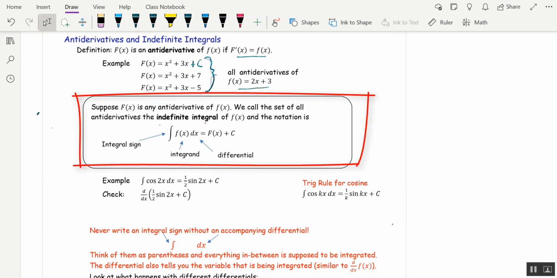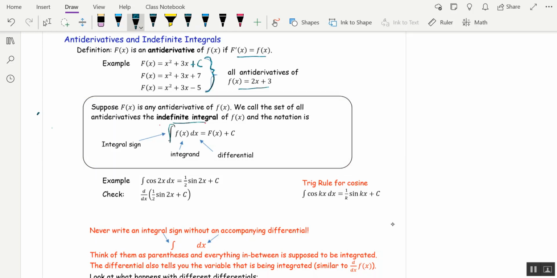It's the indefinite integral. So the notation is you have an integral sign, and then you have the function that you're integrating, and that's the integrand, and then a dx. So an integral sign always has a differential. They come in pairs. And that's equal to any antiderivative of little f plus a constant.